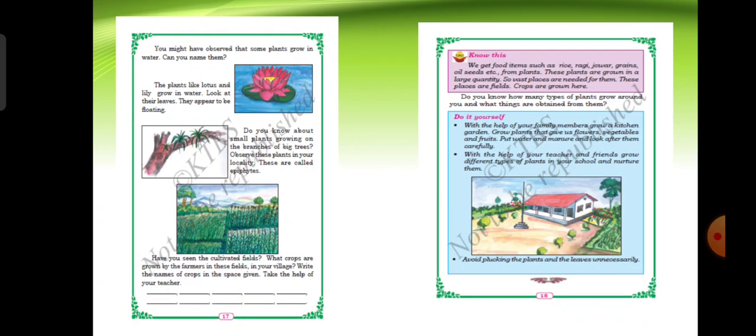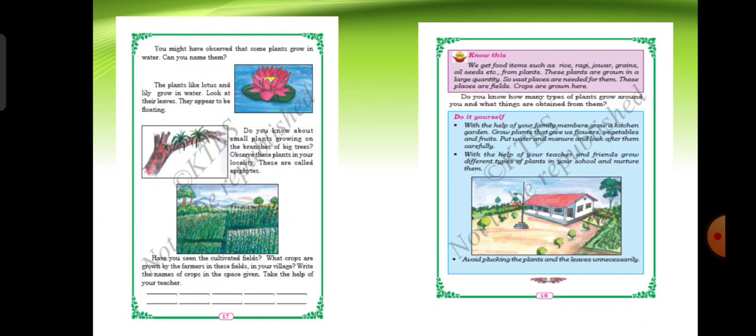Okay, design. So in page number 17, you might have observed that some plants grow in water. Can you name them? The plants like lotus and lily grow in water. Look at their leaves. They appear to be floating. Do you know about small plants growing on the branches of big trees? Observe these plants in your locality. These are called epiphytes.